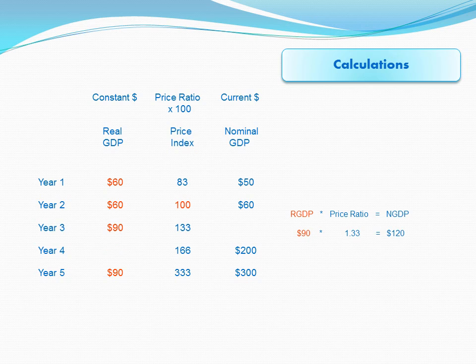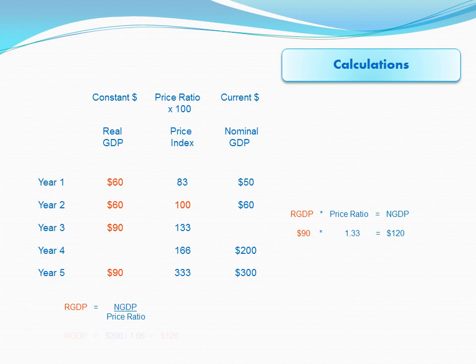Now suppose we wanted to calculate real GDP in year 4. Well, I can take the equation and divide both sides by the price ratio to isolate real GDP.